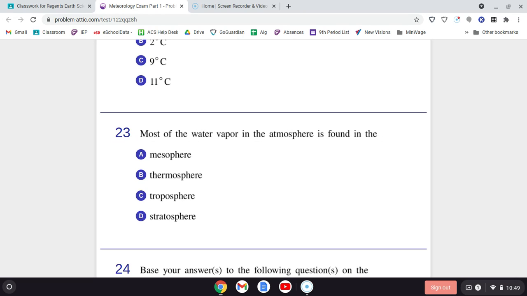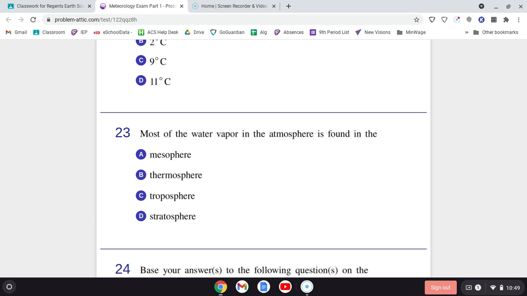So let's see here. Most of it is in what? It's definitely not the mesosphere, right? Because water vapor decreases the higher it gets. Right, so it's not A or B. So it's either the troposphere or the stratosphere.